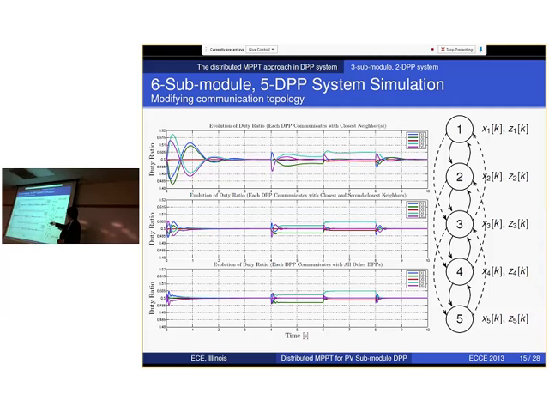Shown on the second graph here is that when you not only have neighbor-to-neighbor communication, but can also talk to the second neighbor, the convergence can be sped up. And when you can communicate to all converters in the system, you can speed up the convergence even further. And why is this important?